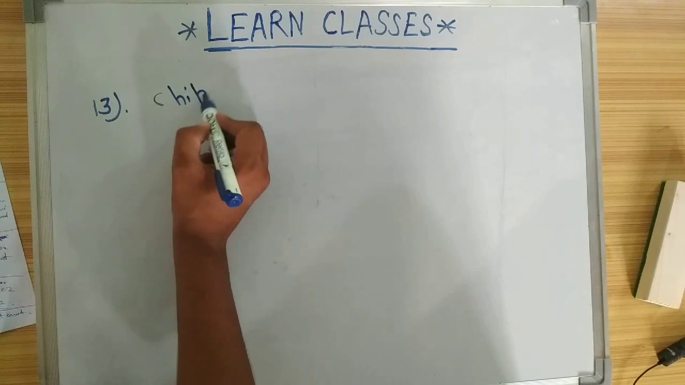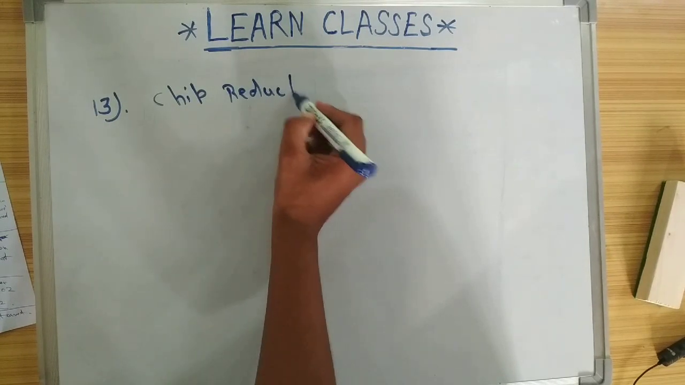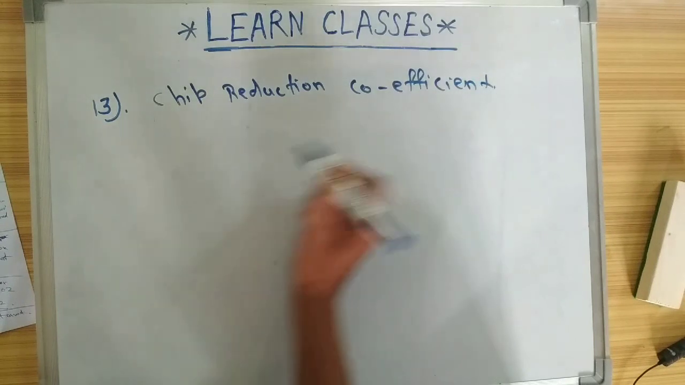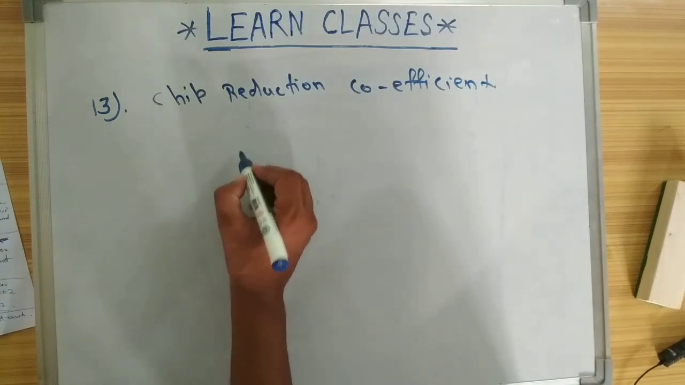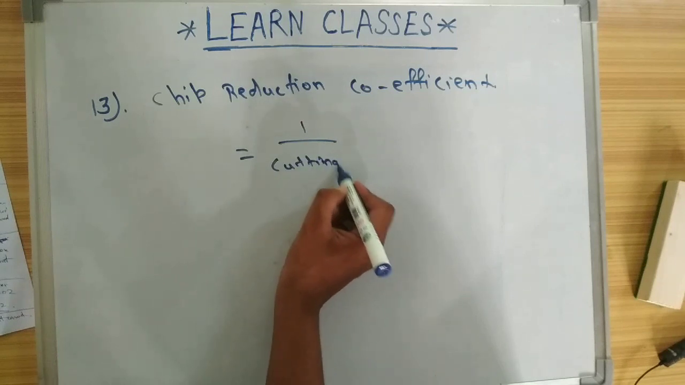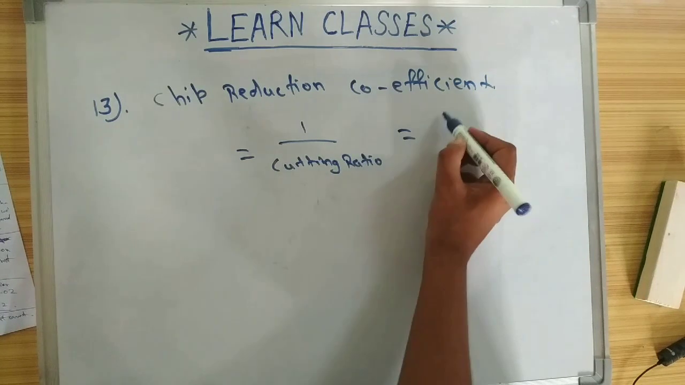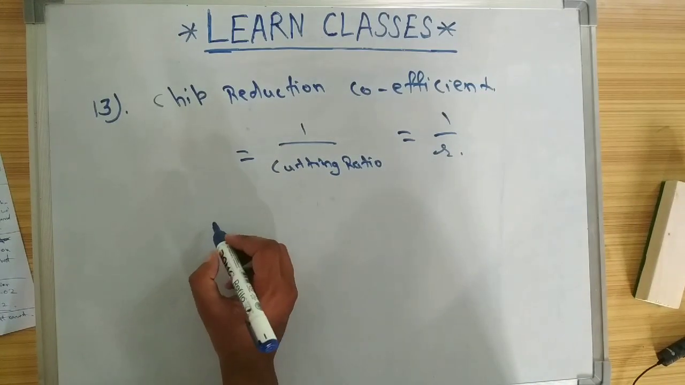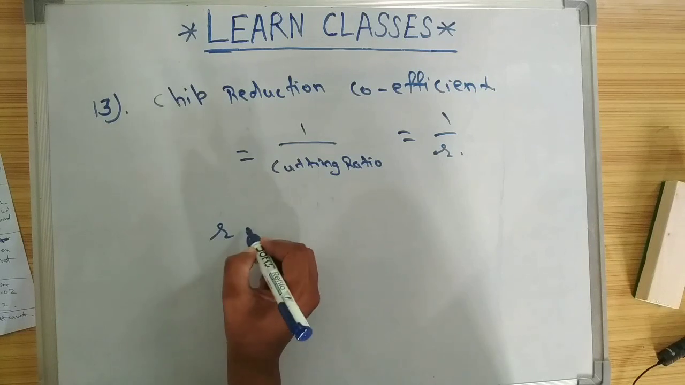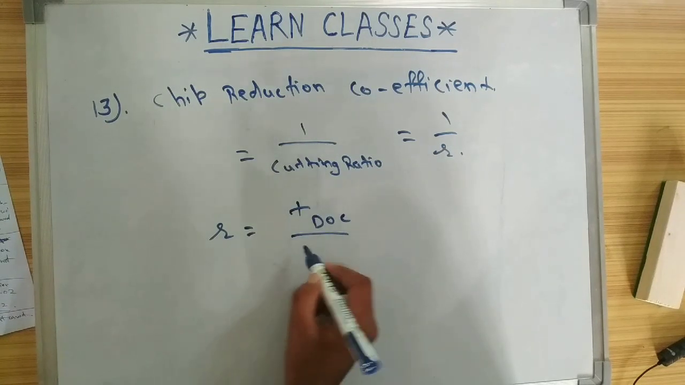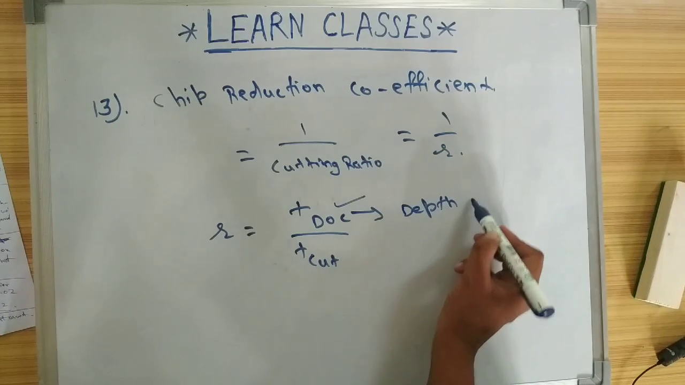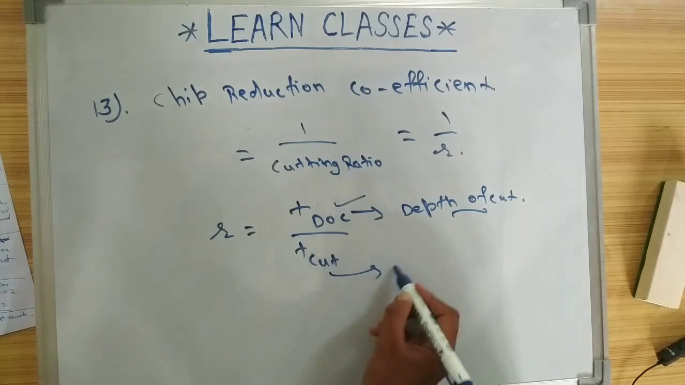Chip reduction coefficient is the reciprocal of the cutting ratio, equal to 1 by R. R is equal to T DOC by T cut, where T DOC is the depth of cut and T cut is the actual cut.